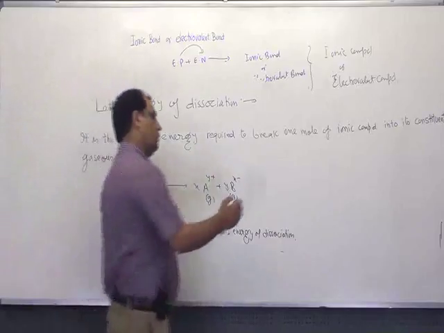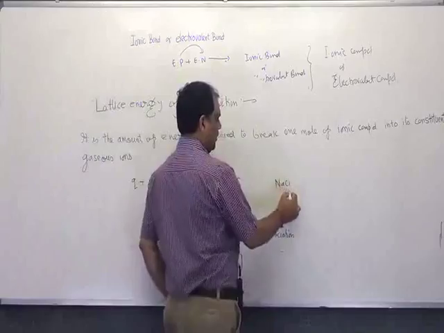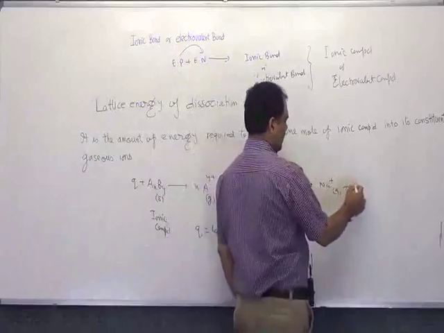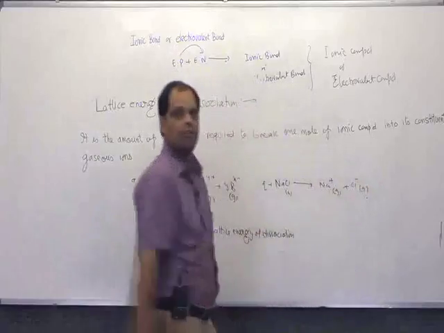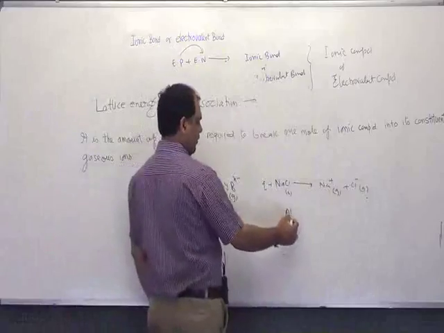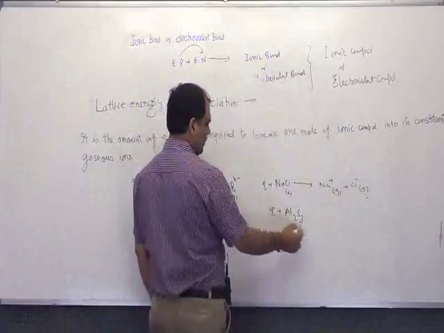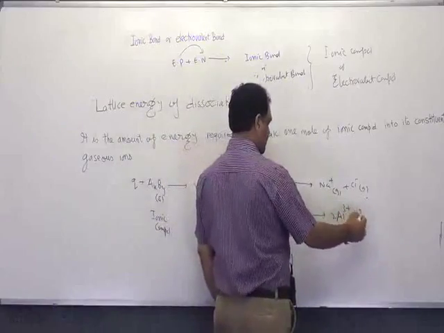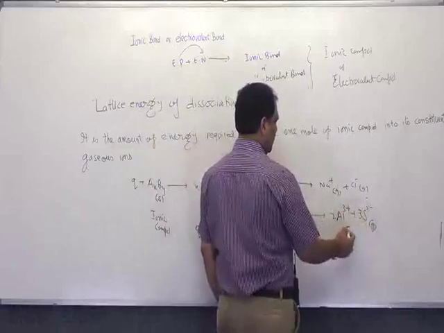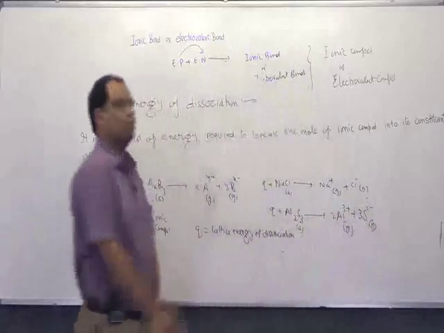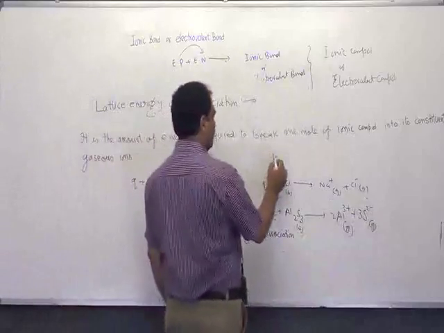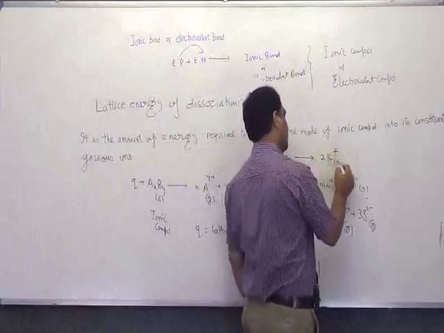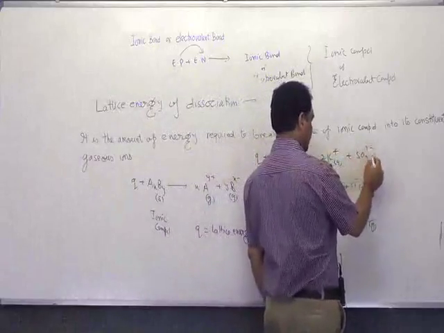Now, for example, if we have NaCl solid, what is lattice energy of dissociation? Q converting into Na+ gas plus Cl- gas. If we have Al2S3 solid, heat is given so as to convert into 2Al3+ plus 3S2- in gas phase. This amount is called lattice energy of dissociation. Let's say K2SO4 plus Q energy is converted into 2K+ gas plus SO4 2- gas.